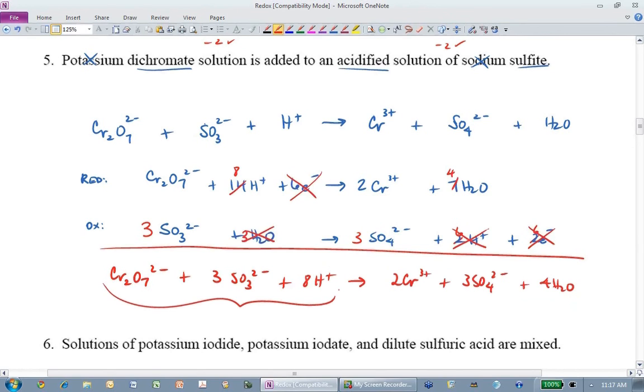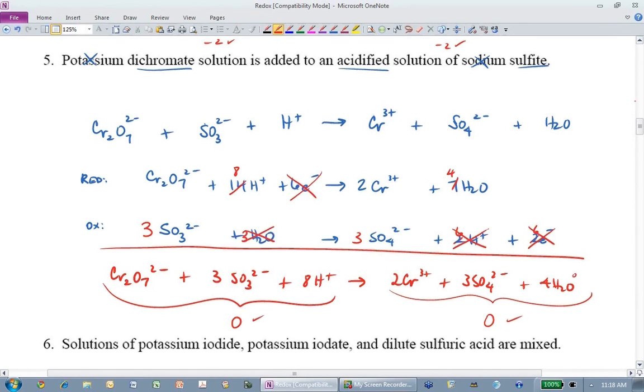8 pluses minus 6. 3 times minus 2 is a minus 6. It leaves me 2 pluses. So I got 0 on this side. And 2 times plus 3 is plus 6. 3 times minus 2 is minus 6. I got a 0 on this side because the water's 0. So check. We're balanced.